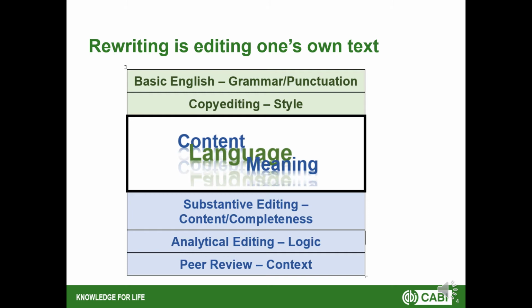There are several different levels of editing, of course, starting on the language level for basic English and copy editing: basic English for grammar and punctuation according to the standards that you're using, style according to the guides that you're trying to adhere to. And then there is more substantive editing, where you're looking at the content completeness, the logic and the analysis, or you're looking at the context of the content as a peer reviewer. And in between that language level editing in the green here, or the more content and substantive analytical editing in the blue, is a place where content and meaning and language merge. And that's the interesting part of editing, but they're all different stages.